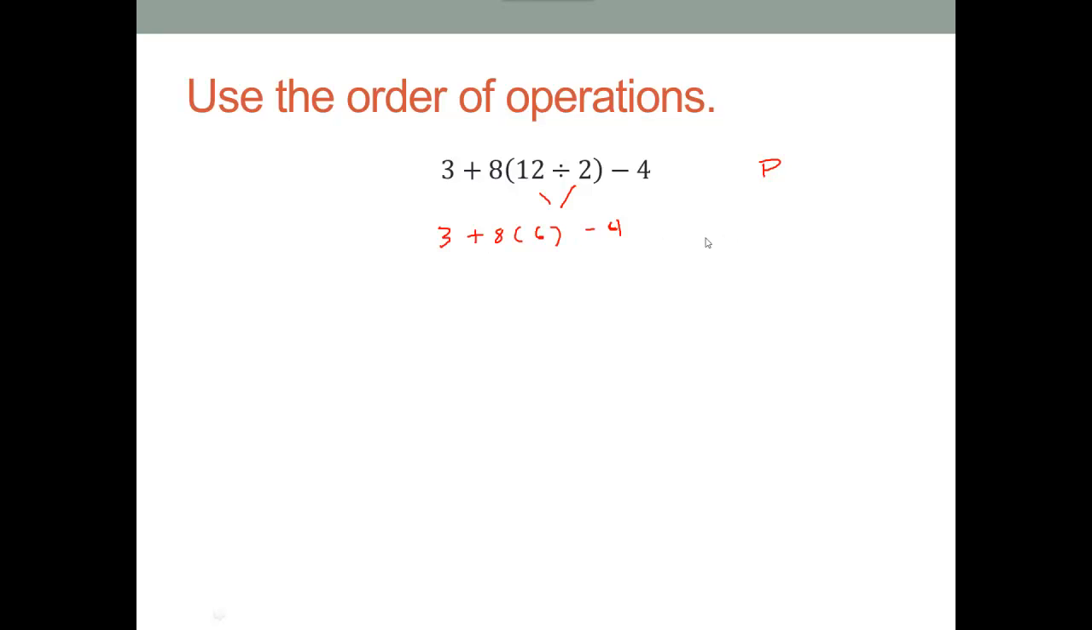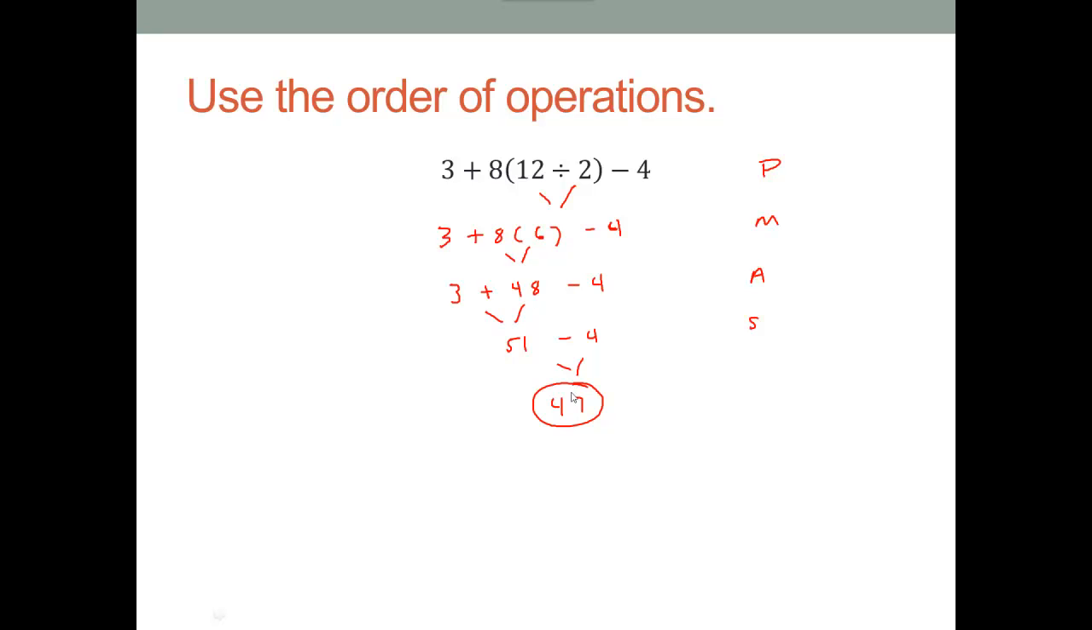So my next step is exponents, but I don't have any exponents in this expression, so now I'm going to look for multiplication or division. And I have multiplication with the 8 times the 6. So now I'm going to multiply positive 8 times positive 6. It gives me a positive 48. And then addition and subtraction. And we go from left to right since we have both addition and subtraction within this problem. So I would add the 3 and the 48 first to give me 51. Then I would subtract the 4 to give me a final answer of 47.